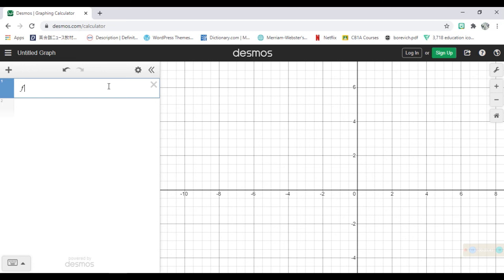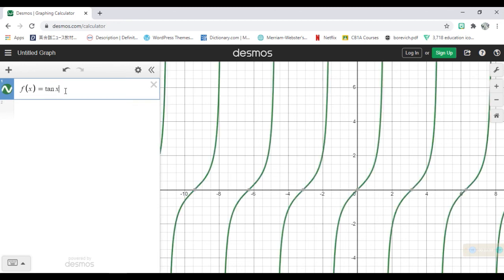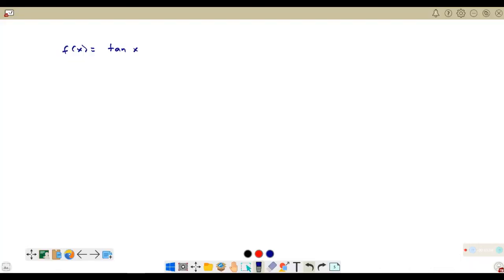So we have f of x is equal to tangent x. What do we know? O, bakit ganyan yung graph niya? Balikan natin yung idea ng tangent. So, we know that tangent x is also equal to sine x over cosine x. So, kailan tayo nagkakaroon ng mga undefined values?